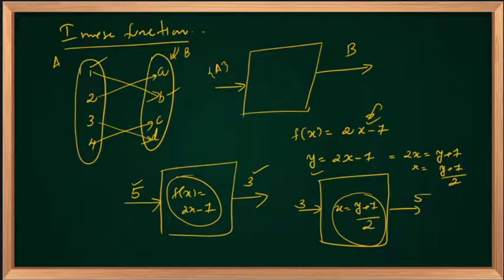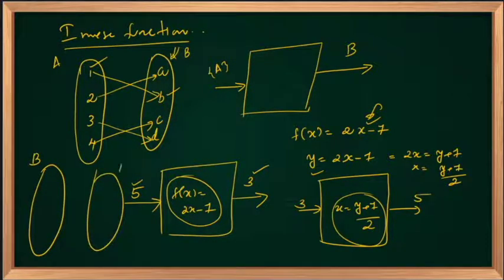Now if you want to represent it diagrammatically, that is also very simple. Instead of A, you will have B here, and instead of B, you will have A here. So B has got A, B, C, D, and here you have 1, 2, 3, 4, right? Now if you see, A is actually an image of 2, so you draw from A to 2. Similarly, B is an image of 1, so you draw B to 1. C is an image of 4, that means you can draw from C to 4. And D is an image of 3, so D to 3.